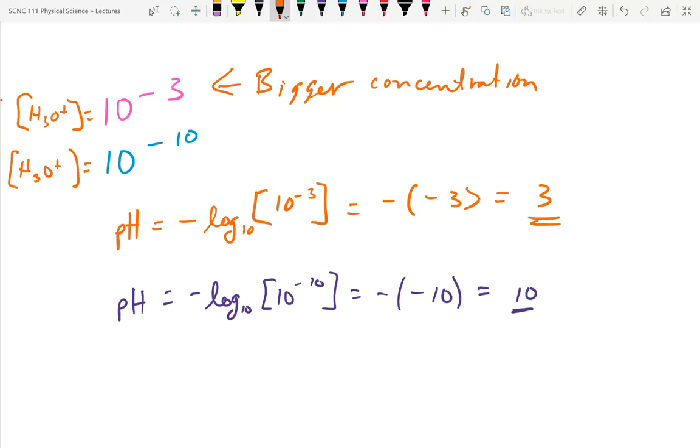There. So that's a bigger concentration of hydronium. If it has more hydronium, is it an acid or a base? I know we're still in the learning stage. It's an acid.